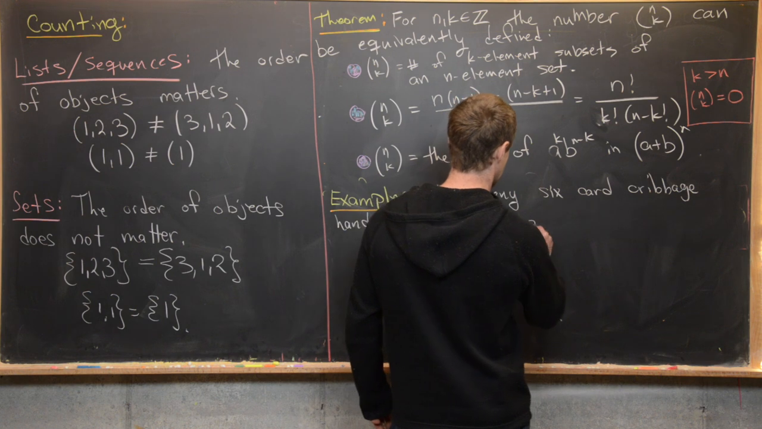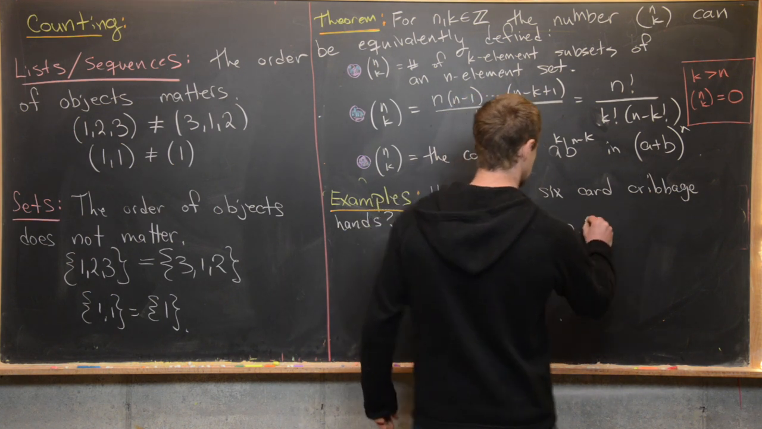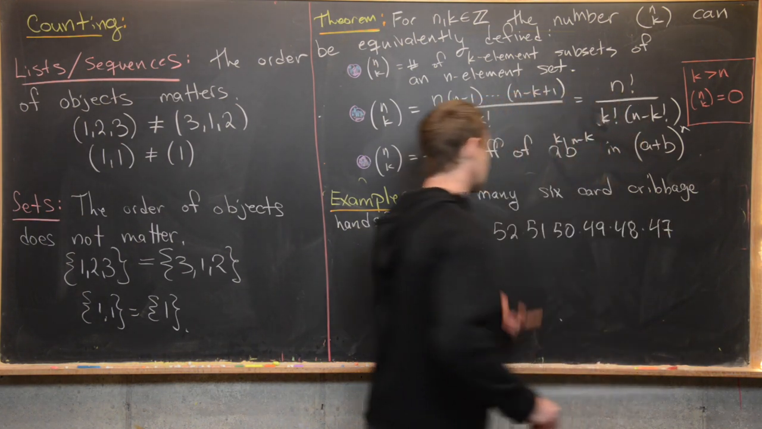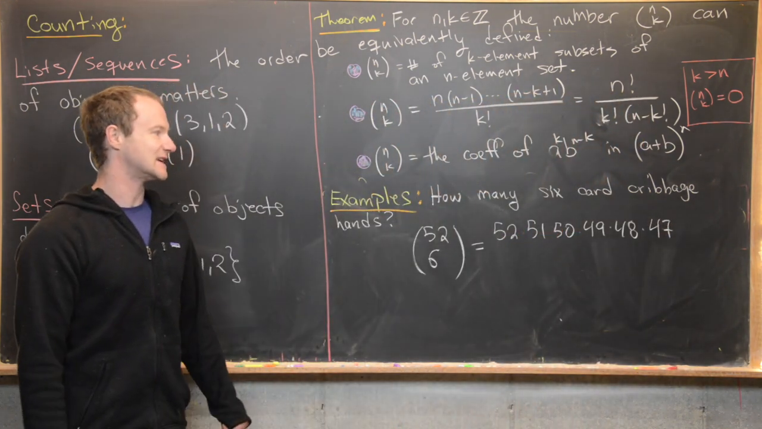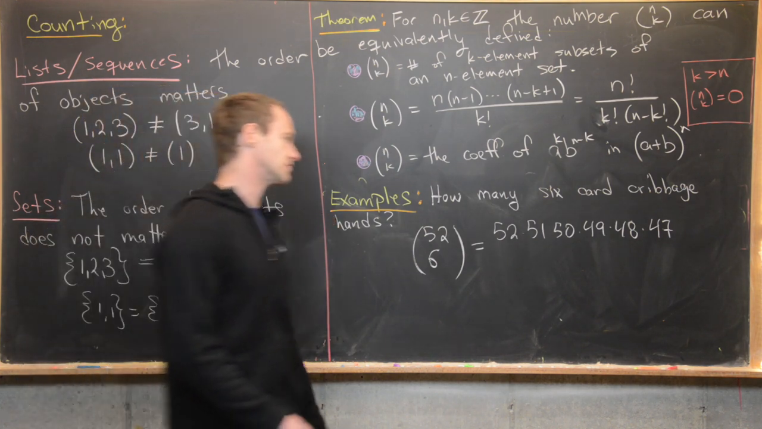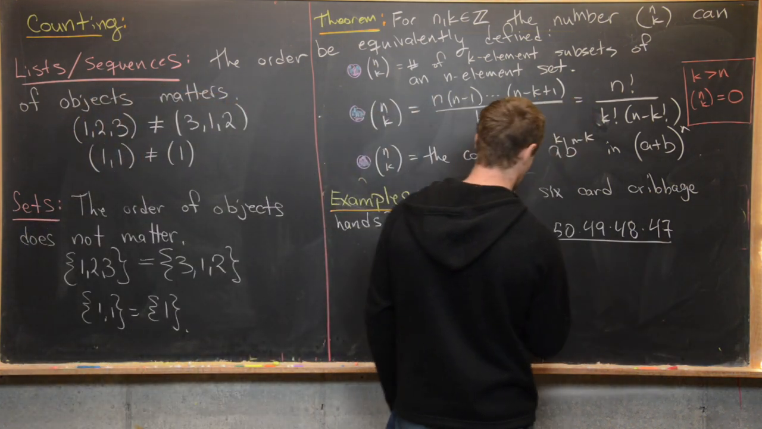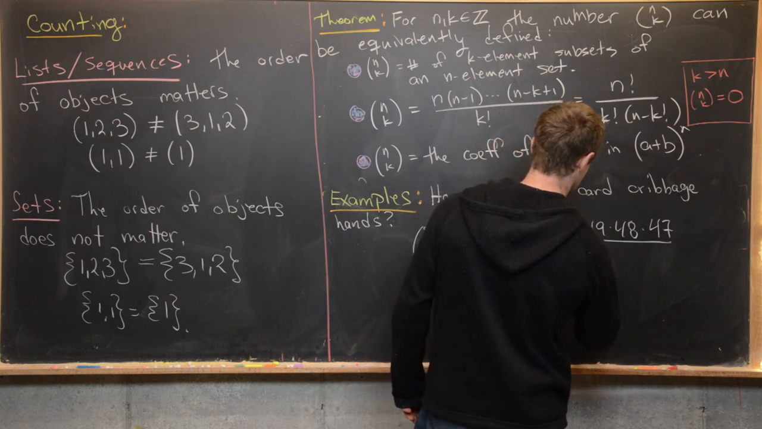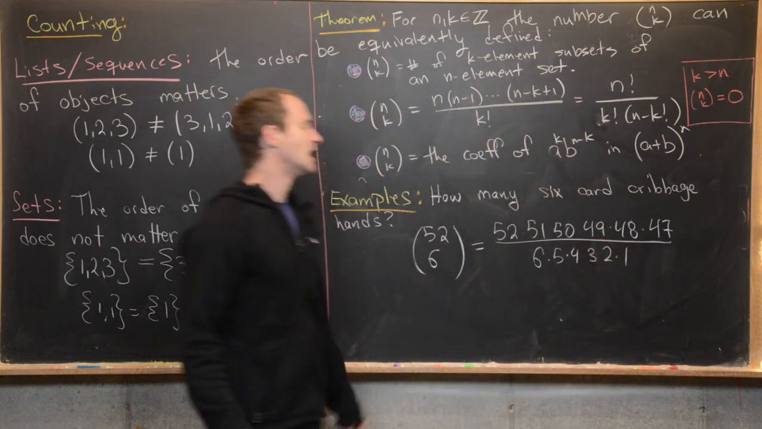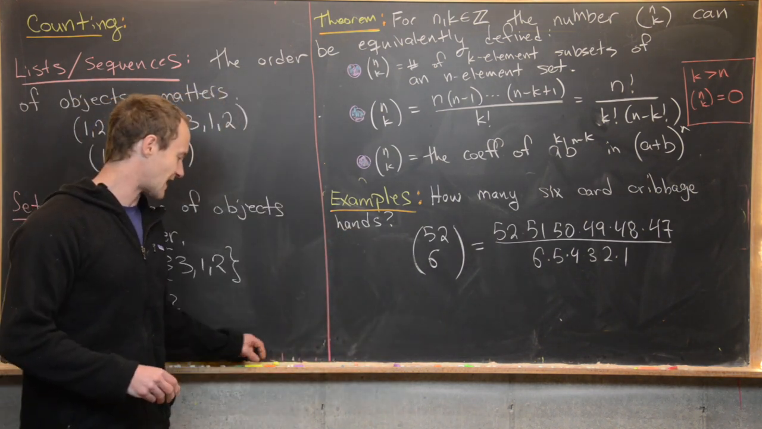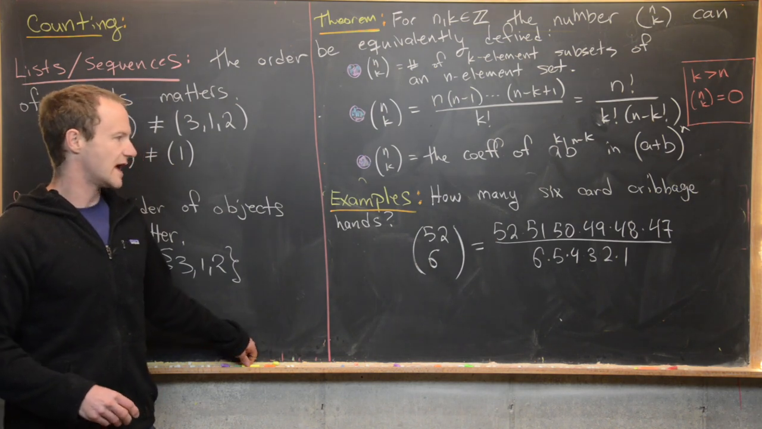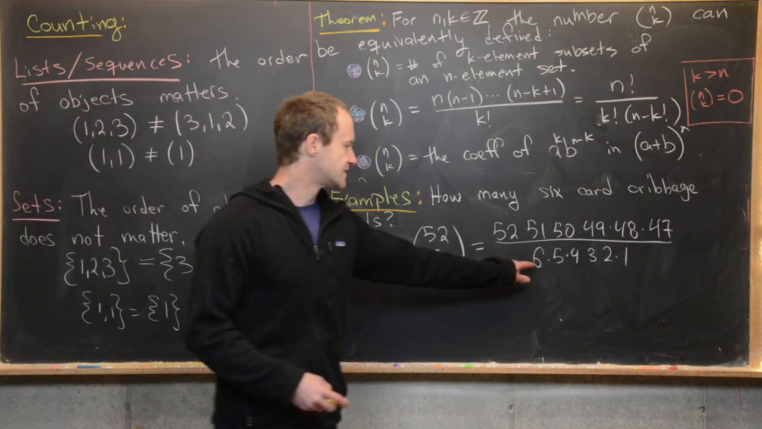This is 52 times 51 times 50 times 49 times 48 times 47. So notice we've got this descending product of 6 terms in the numerator. And then in the denominator, we have 6 factorial. So let's write that as 6 times 5 times 4 times 3 times 2 times 1. And I only do that so we can simplify it as easily as possible. So let's go ahead and see what we can do here.